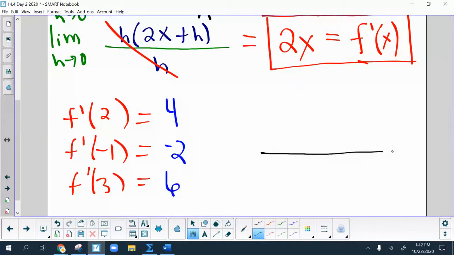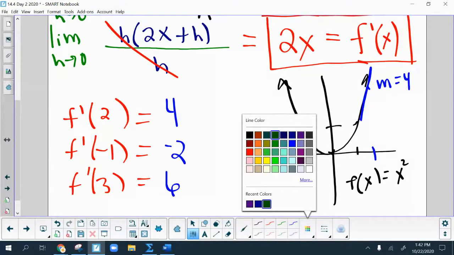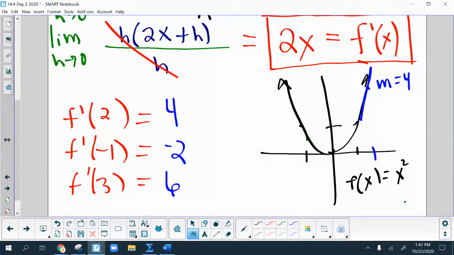Basically what this means, okay, so if I draw a quick sketch of my original function, let me go ahead and label that here. So here's my original function. It was f of x equals x squared. What we're saying is if I draw a tangent line at x equals 2 right here, the slope of that tangent line is 4. And if I draw a tangent line at -1, then the slope of that tangent line is -2.